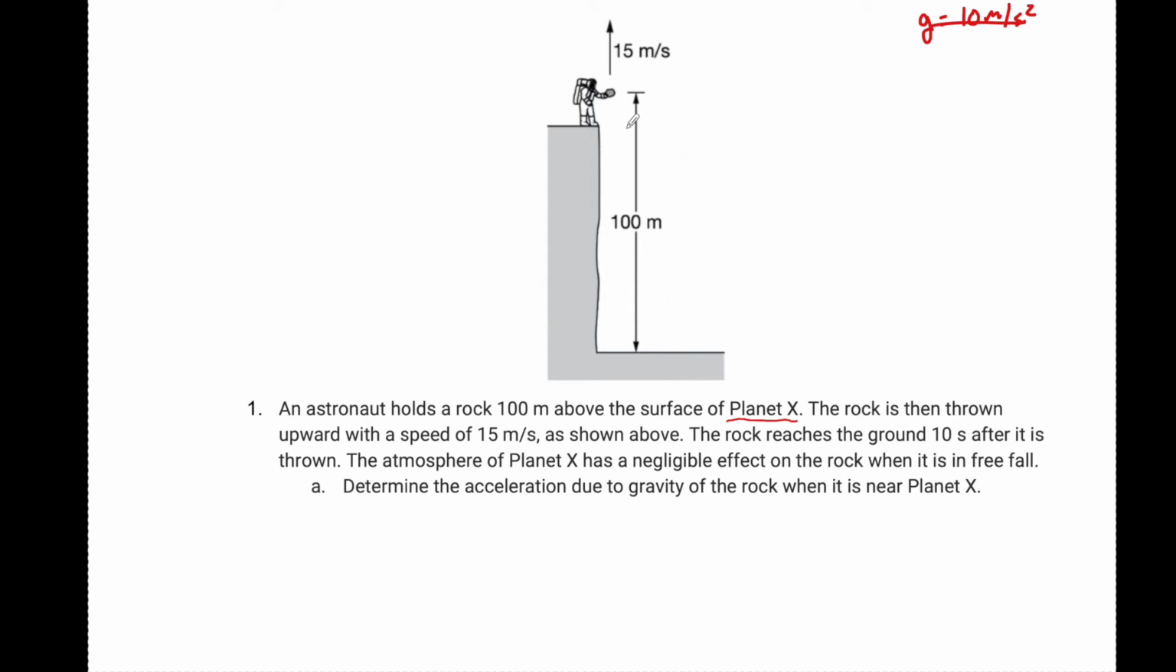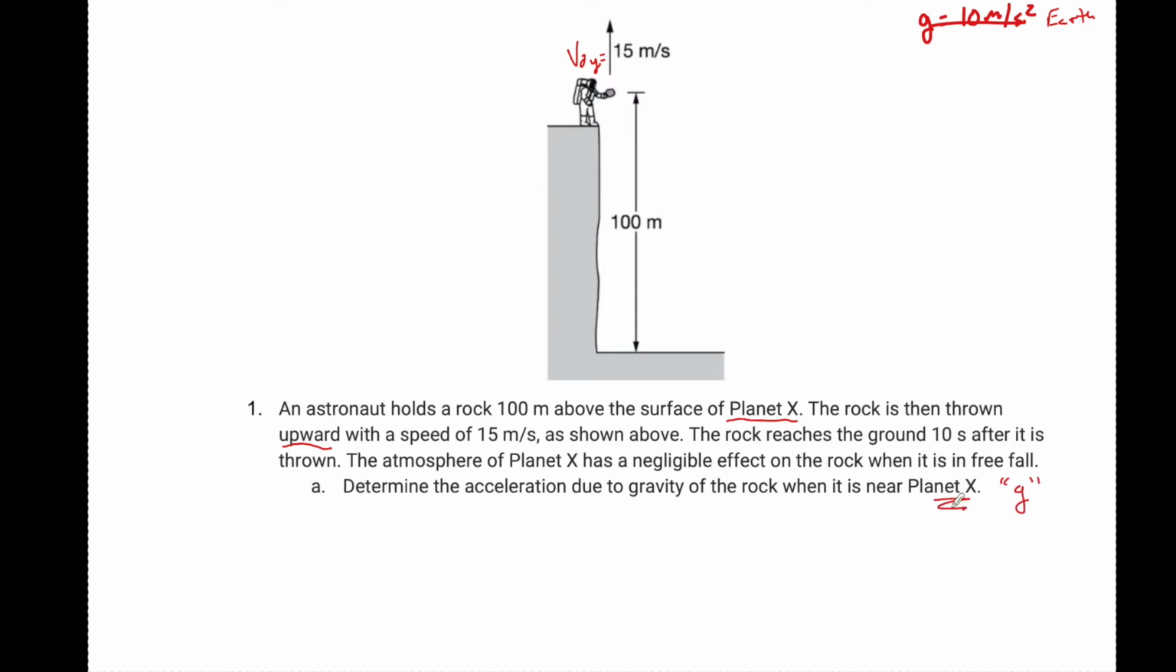But generally, we've been dropping objects in just free fall. But now the ball is going to be thrown upward with some initial velocity in the y direction equal to 15 meters per second. The rock reaches the ground 10 seconds after it is thrown. The atmosphere on planet X is negligible, that means there's just going to be no air resistance. And they want us to find the acceleration due to gravity when it's near planet X. So this up here is Earth. What the question is asking is, what is little g on planet X?